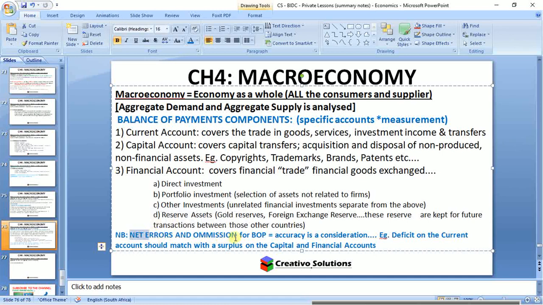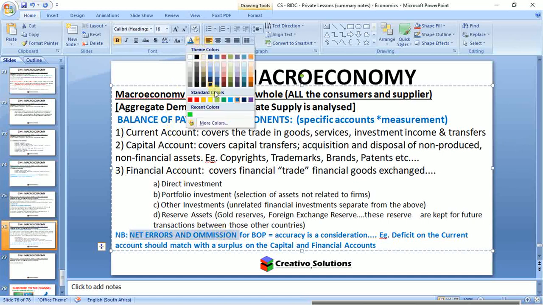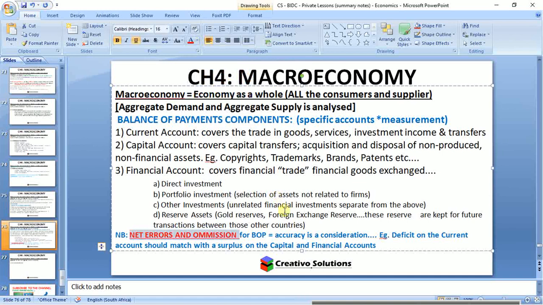So net errors and omissions for BOP, brackets, a separate, maybe I should actually write that down here. I'm going to change this color to red, write net errors and omissions, underline it, and put a note in brackets: a separate account to check. That's kind of what you're looking at. Okay. Makes sense? Yep.